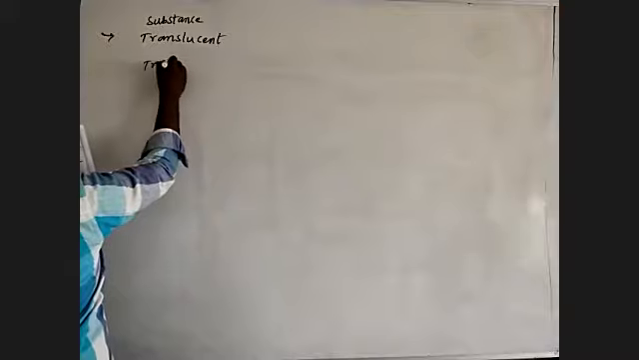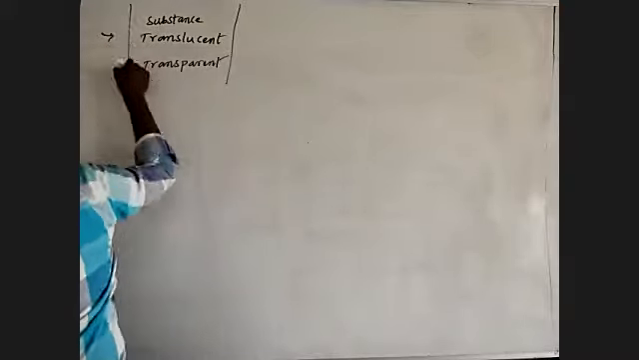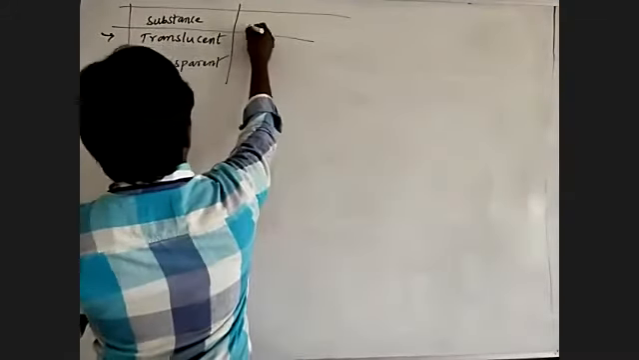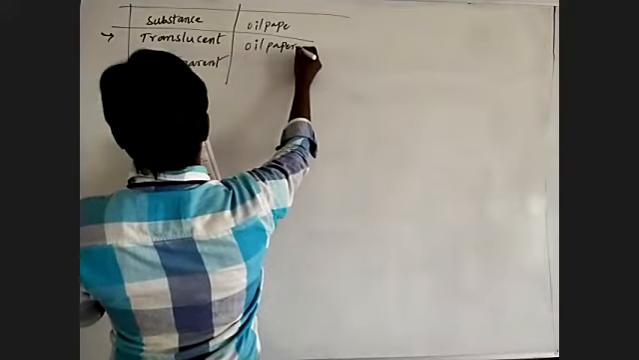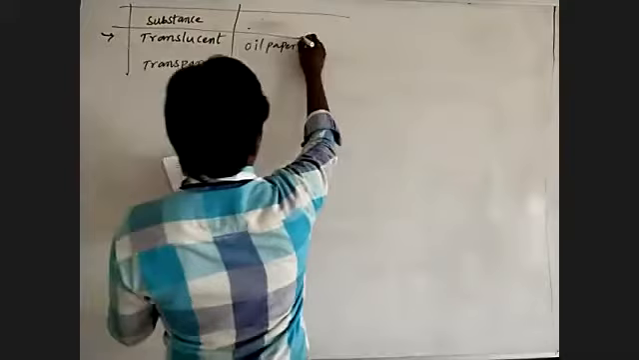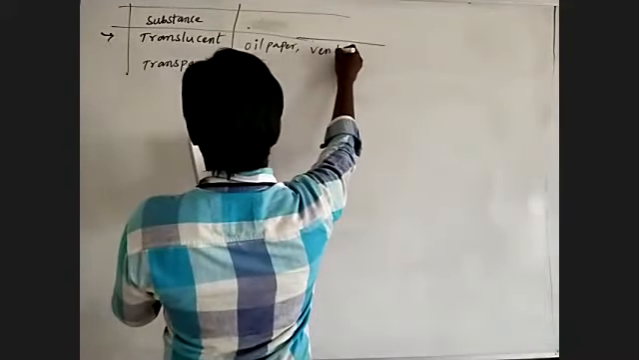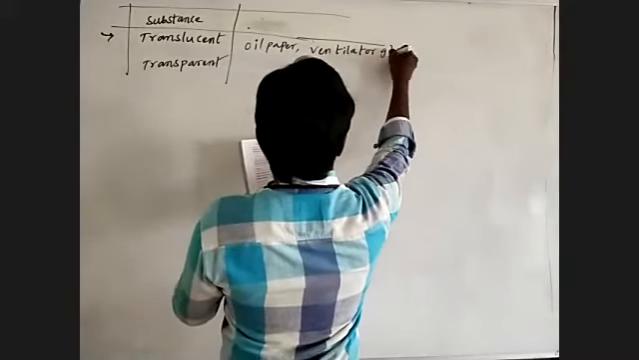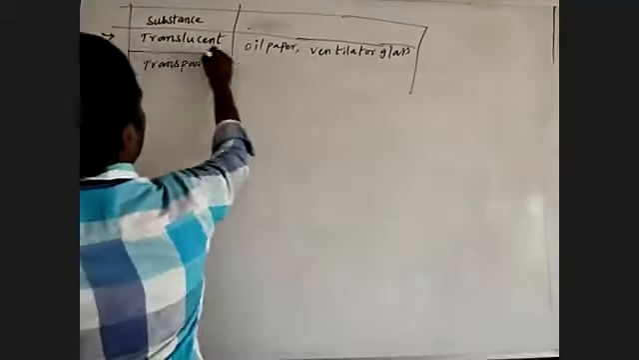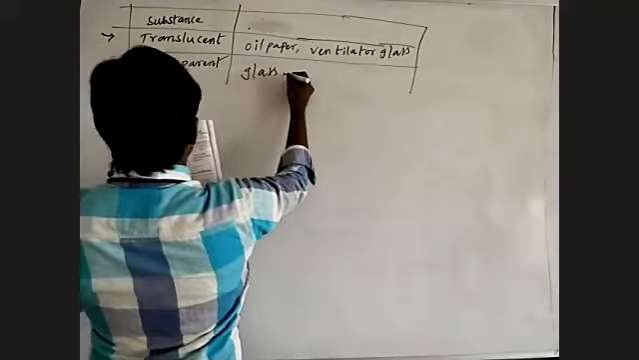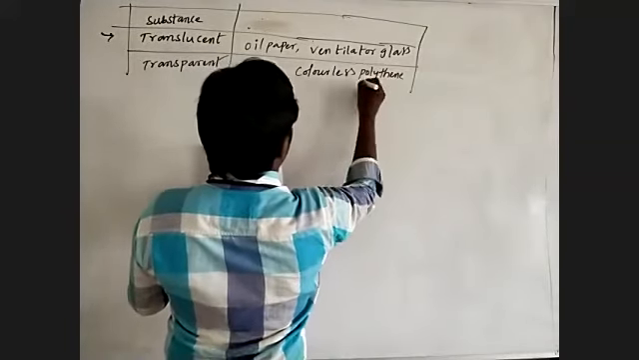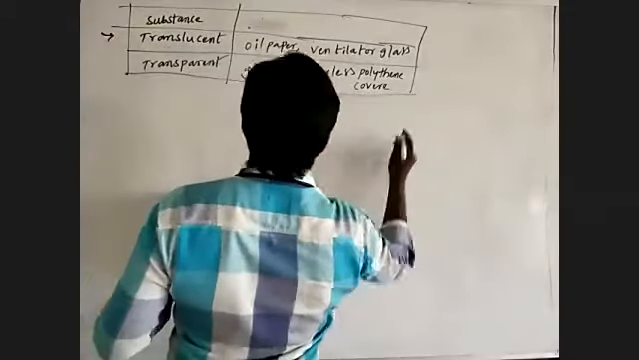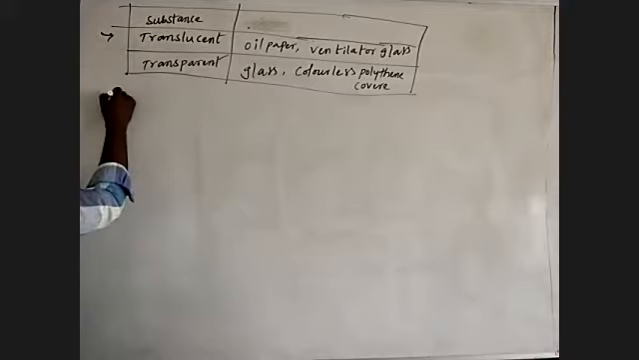The substance: translucent, transparent. Oil paper, what we can say here. Oil paper, ventilator glass, the same time glass, colorless polythene cover.